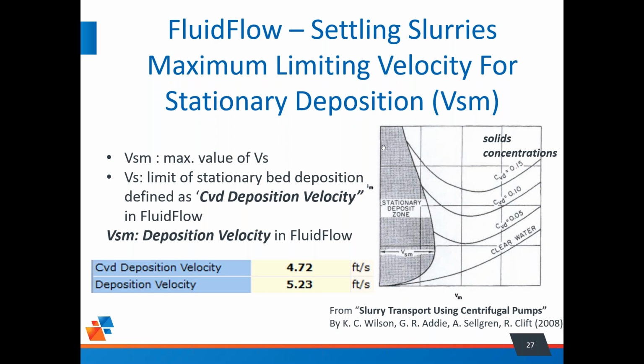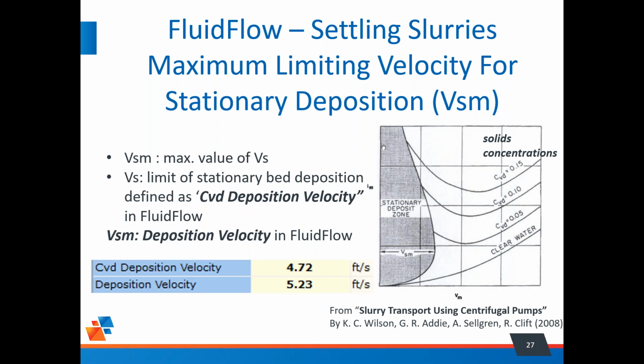FluidFlow will generate two deposition velocities. One is for the limit of stationary bed, VS, in this curve from the graph from the Slurry Transport book I mentioned earlier, and the VSM, the maximum limit of stationary bed, which is the actual deposition velocity. So again, output measures automatically generated by FluidFlow.